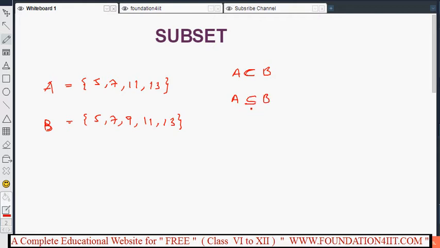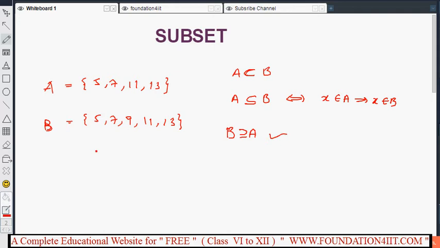Subset implies, for example, X belongs to A and that is X belongs to B also. So if A is a subset of B, we say that B is a superset of A, right? Then B is superset of A, we can say, because A is a subset of B means B is a superset of A. So we can write like this is superset.